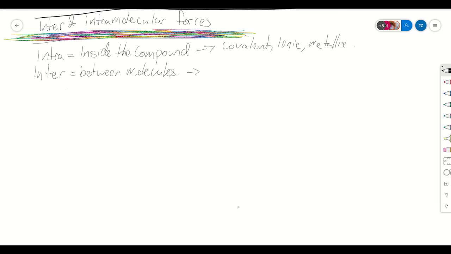And the main ones that we're going to have are dipole forces, dispersion forces, and hydrogen bonds. Hydrogen bonds are what keep us alive. They make life on Earth possible, which is kind of cool.